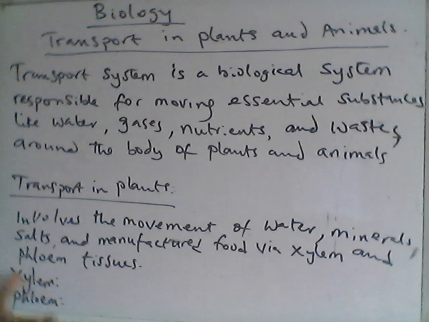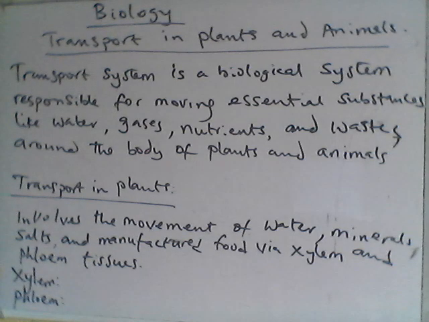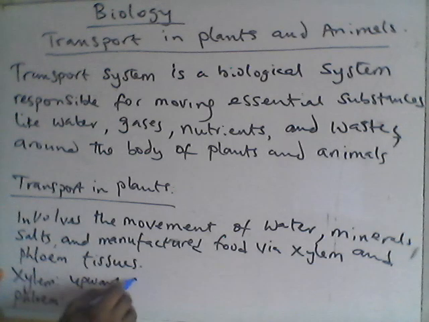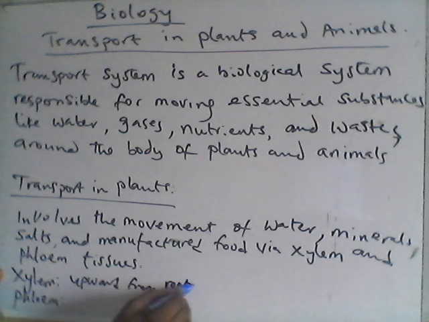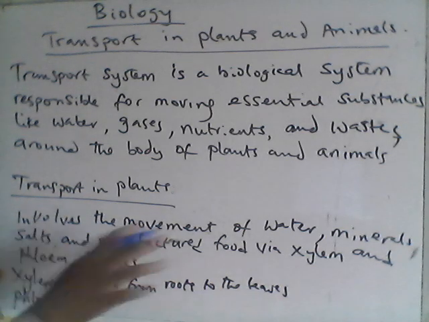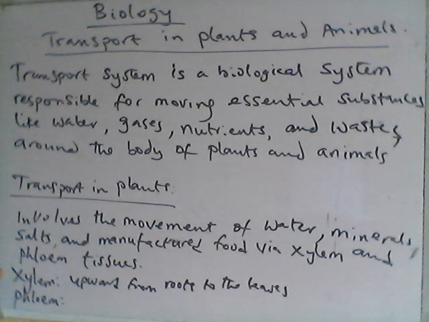So what is the xylem? The xylem is the one that carries water and minerals upwards from the roots to the leaves. Minerals and water leave the roots and go to the leaves, so there's upward movement. The phloem is the one that transports food made in the leaf. So this is downward movement, from the leaves.